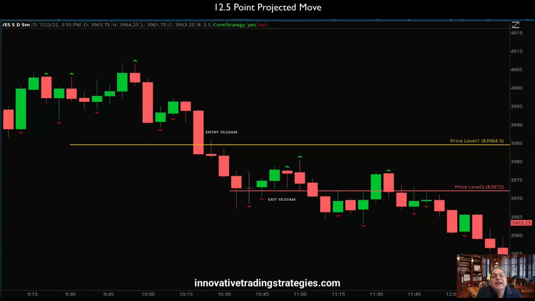Okay, this is the ES. This is the E-mini S&P 500. Okay. So looking for a projected price at 10:23, we are at 39.84 and a half. We projected down to 39.72. This entry came in at 10:33 a.m. and it completed at 10:37, and it did hit its projected price.